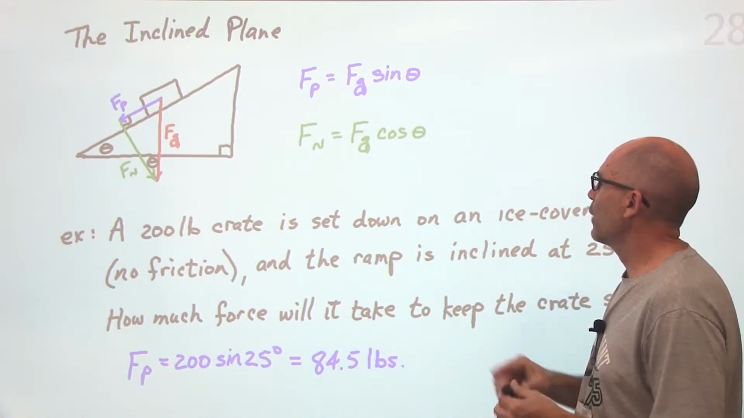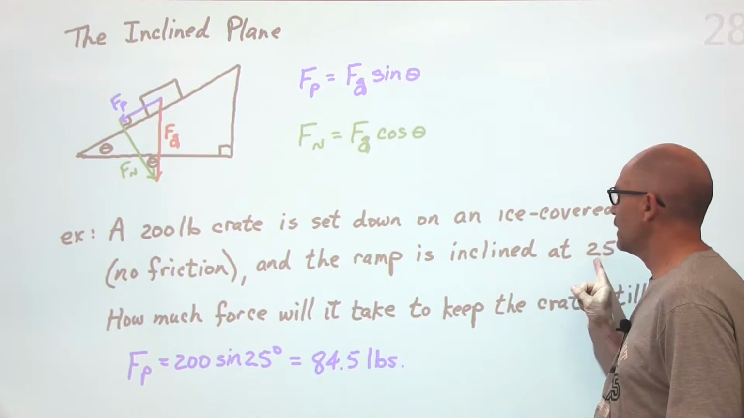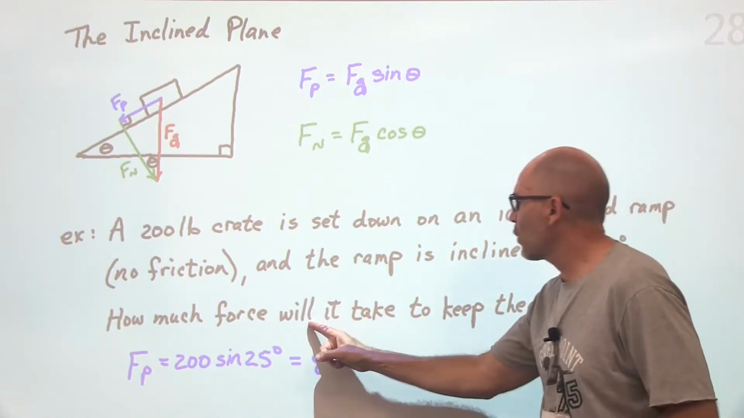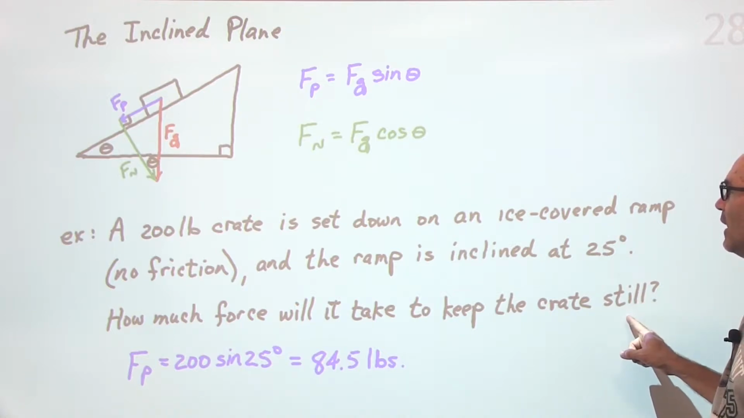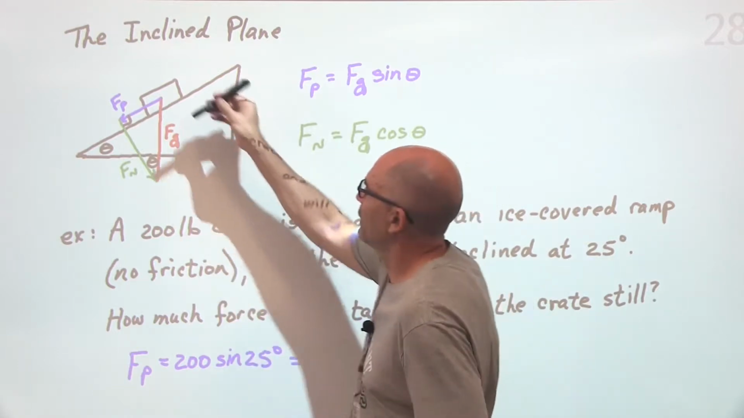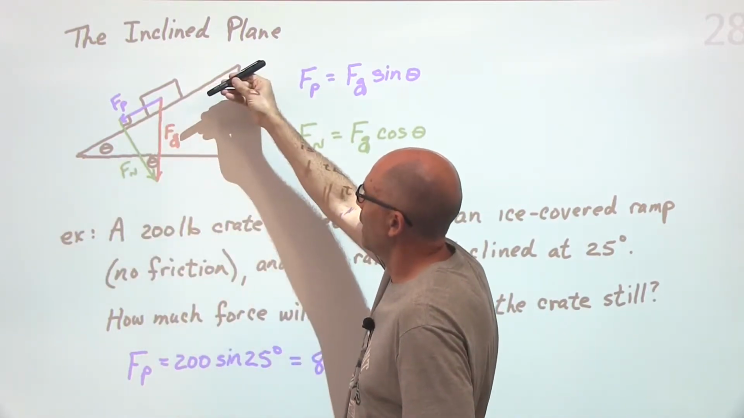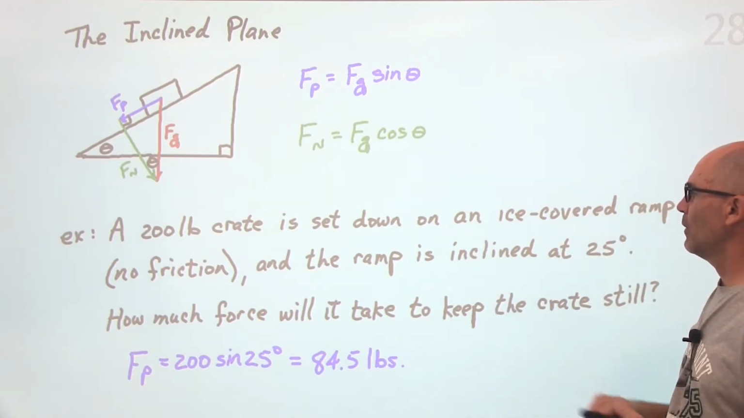So a 200-pound crate is set down on our ice-covered ramp, and the ramp is inclined at 25 degrees. How much force will it take to keep the crate still? In other words, what I want is the equilibrium force that I need to apply up the ramp to that crate, to keep it still.